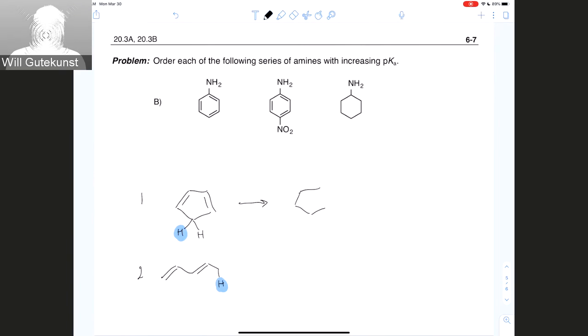And this is because after you deprotonate 1, it gains aromaticity. This ends up being a 6-pi aromatic system. It's a charged aromatic system. Whereas here, this does have resonance stabilization, but it's going to be very, very difficult to deprotonate. No aromaticity.